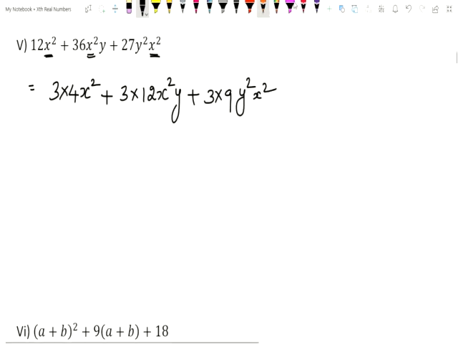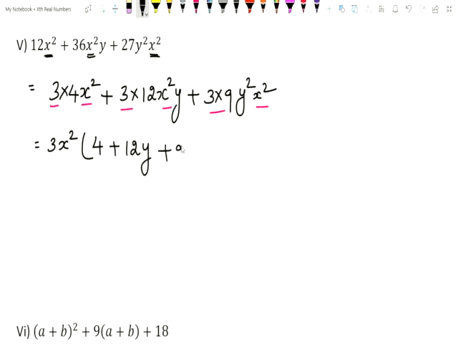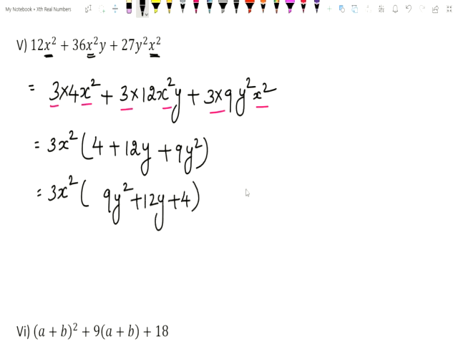Here which is common, children? 3x square. So 3x square, you take it out. What is remaining here? 4 plus 12y plus 9y square. Now I am going to factorize this alone. First write it in descending order: 9y square plus 12y plus 4. Rearrange this.